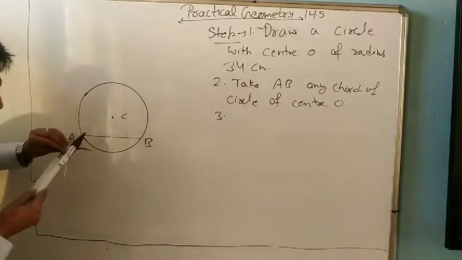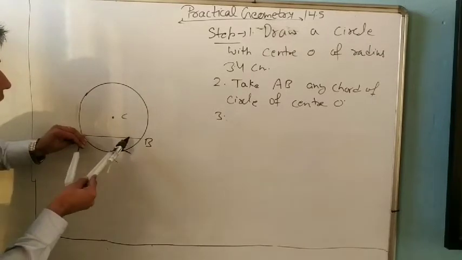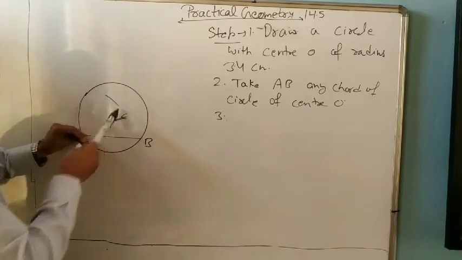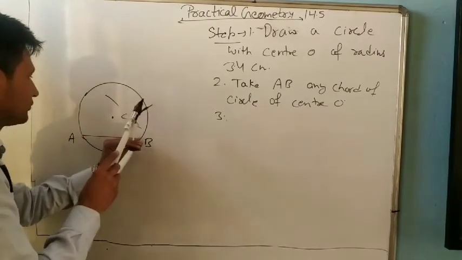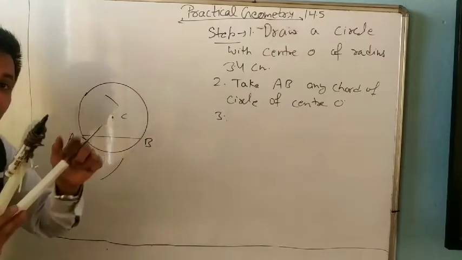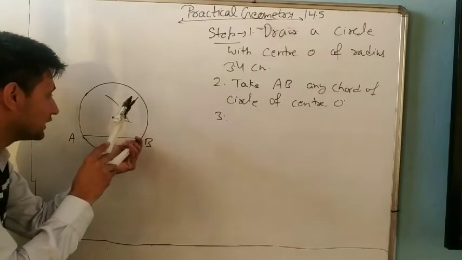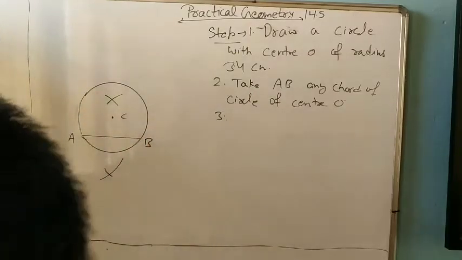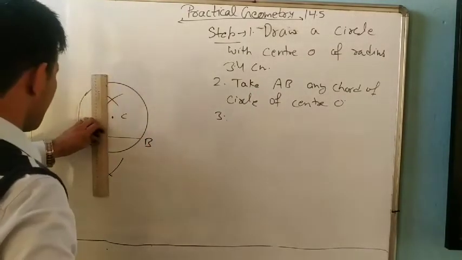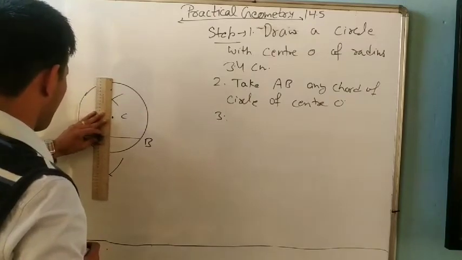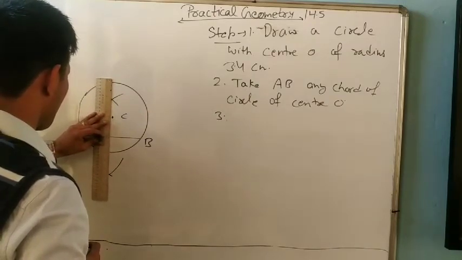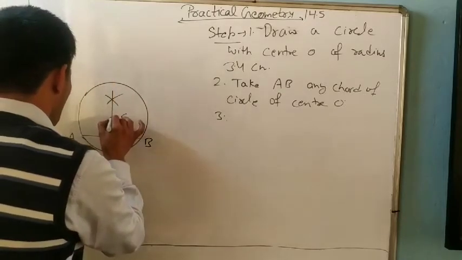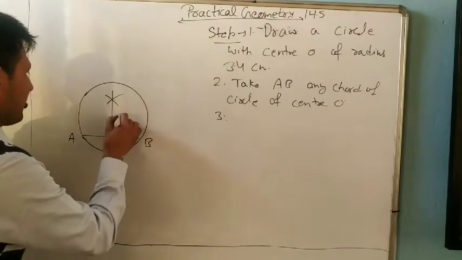We will take the perpendicular bisector of AB. How will we take it? Open the compass more than half. Draw the arcs, upside and downside. Now we will take center at B without changing the compass, this one and this one. And now we will join them to get the perpendicular bisector. And it has center C.